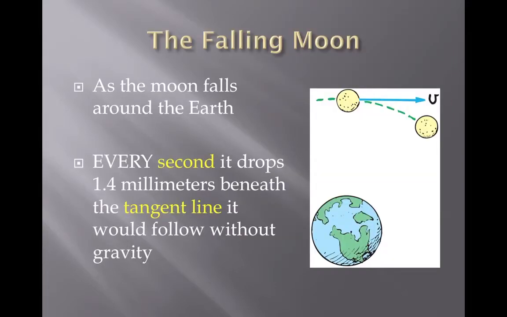So the next thing is, it says every second the moon drops 1.4 millimeters below a tangent line. If we were to turn gravity off, the moon would fly off straight and tangent. We said that in the last quiz. But because we can't turn gravity off, the moon keeps getting pulled around the Earth. It actually falls around the Earth.